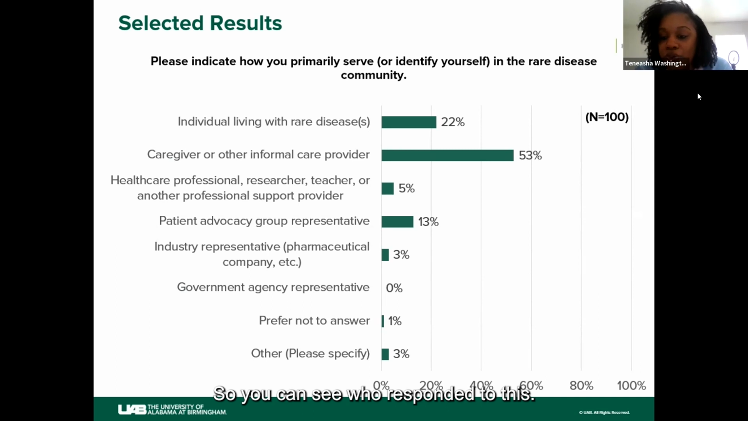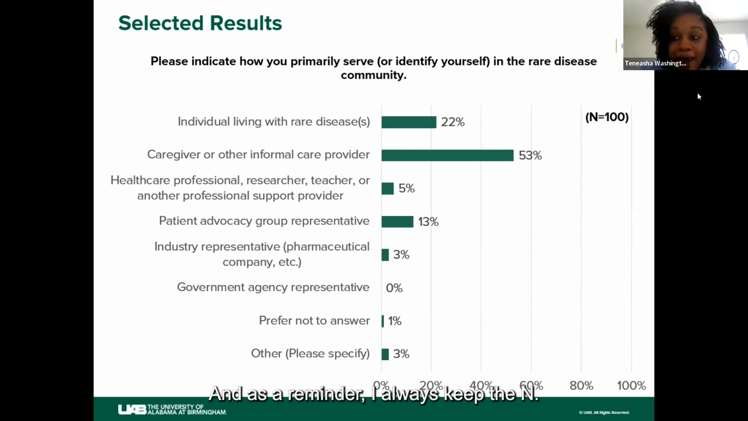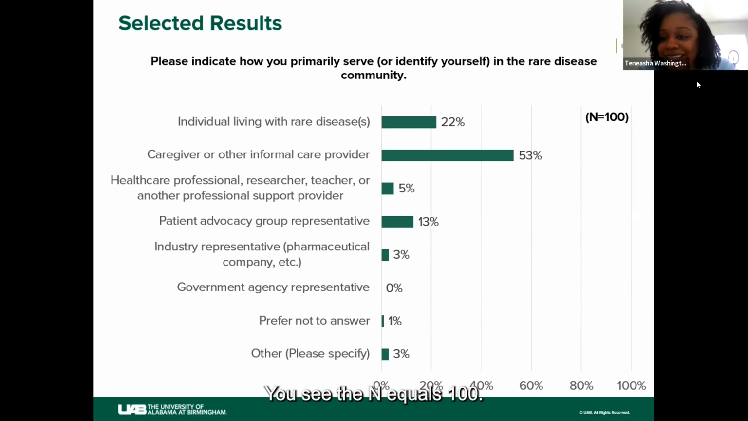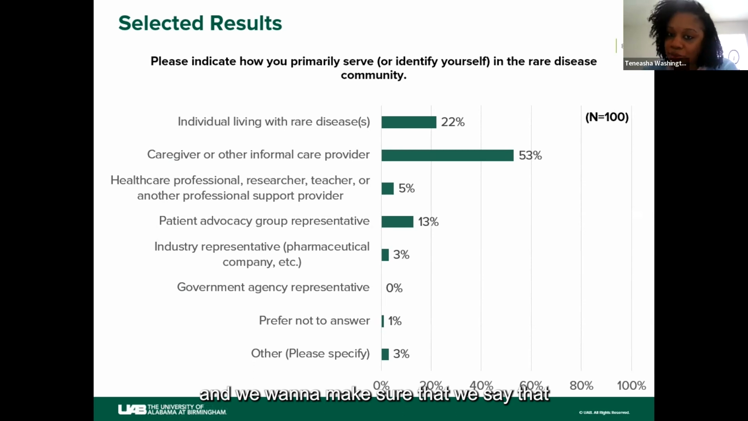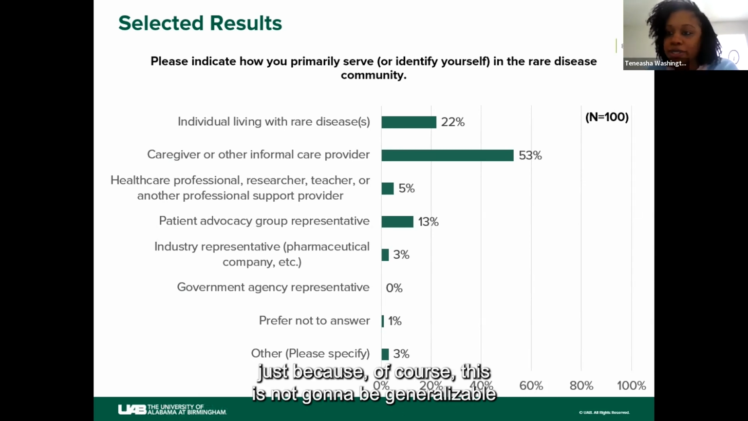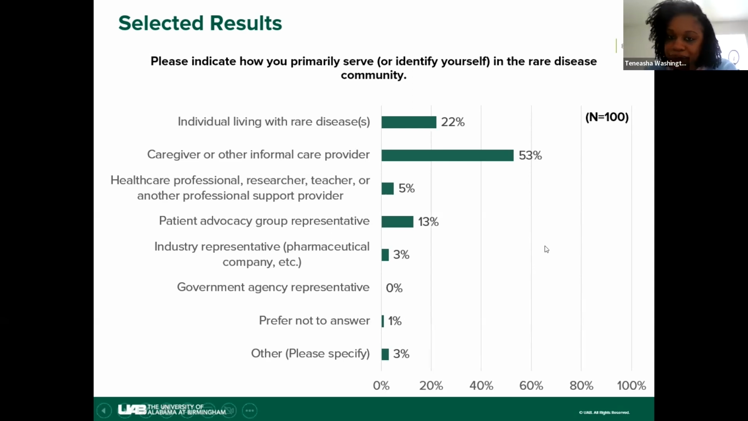So you can see who responded to this. As a reminder, I always keep the N, you see the N equals 100. Those are the number of individuals that participated. We want to make sure that we say that, just because, of course, this is not going to be generalizable to the entire rare disease space.